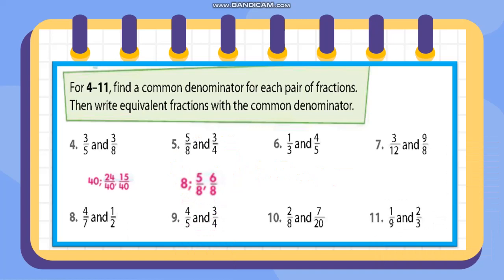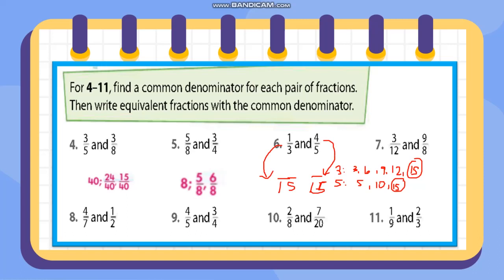Okay? Next, 1/3 and 4/5. So I have 3 and 5 as my denominators. So using the second way, find the common multiple. So 3, 6, 9, 12, 15, and so on. I have 5, 10, 15. Okay? So I have now in common 15. So that is now my common denominator. So I will use that 15 as my common denominator to get the equivalent fractions.